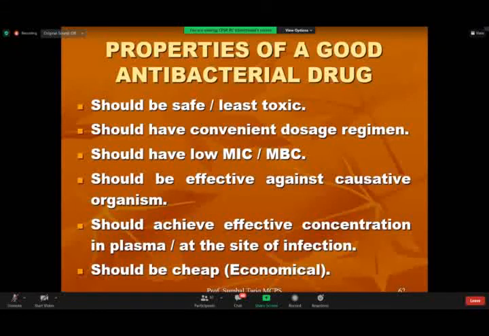The properties of a good antibacterial antibiotic. What are the properties when you are looking for an antibiotic which would be the best to give to a patient? It should be safe. That means it should be least toxic. Often with antibiotics, when I'm telling you about adverse effects, you'll find out that all drugs have side effects. Okay? But some drugs also have adverse effects and toxic effects. So whenever you are choosing a good antibiotic, you have to choose a drug which should be safe for the patient and should be least toxic for that patient.